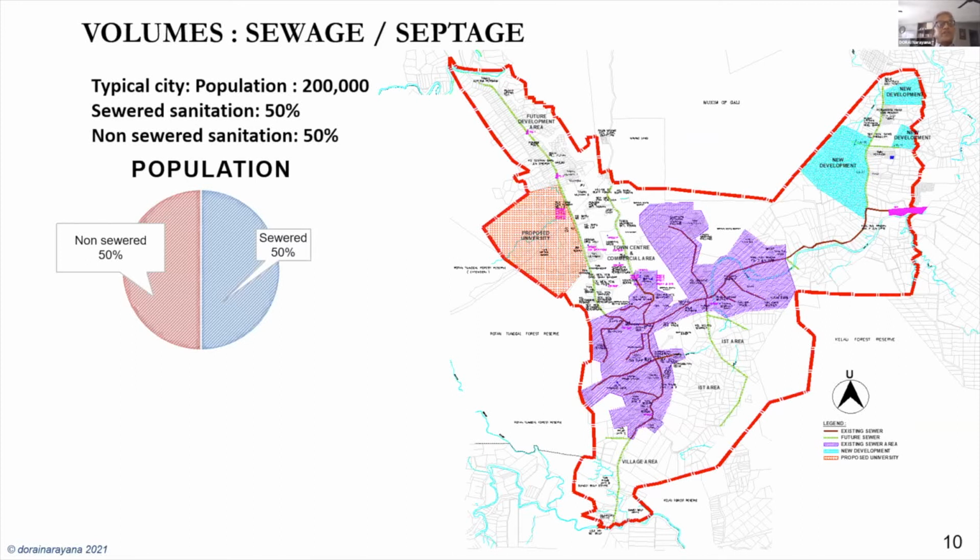And let's assume for convenience that 50% of those are having sewer sanitation, so they're connected to sewers. And the other 50% have non-sewer sanitation, using septic tanks or whatever. So this pie chart here shows a 50-50 split of the type of system.